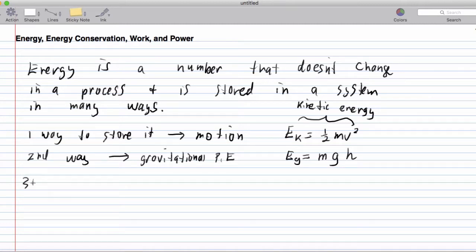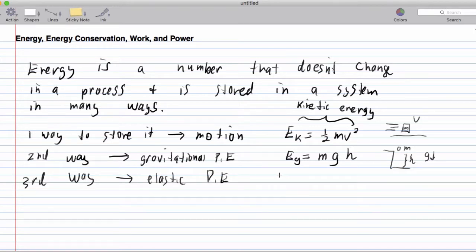And there's a third way, and I'll actually draw a little picture here. So imagine a box moving with speed v, mass m. Here, imagine you have a little hill, and then here's a little object. It's got mass m, it's got a height h, and g, of course, points downwards. And the third way to store energy is what we call elastic potential energy. You'll also see it written as ES for spring, and that's 1/2 kx squared.